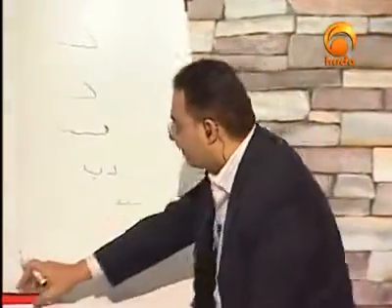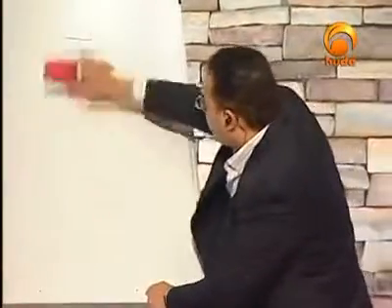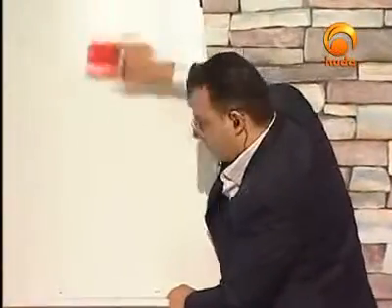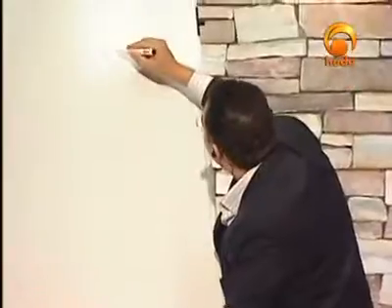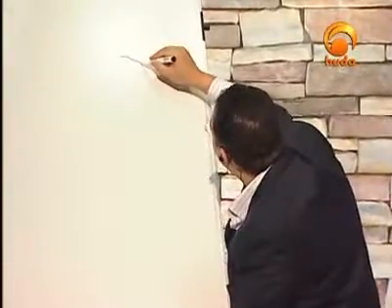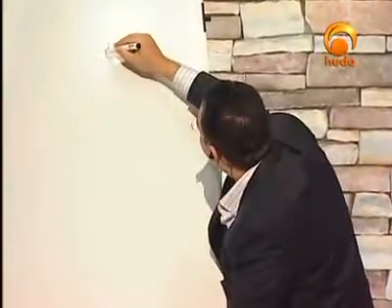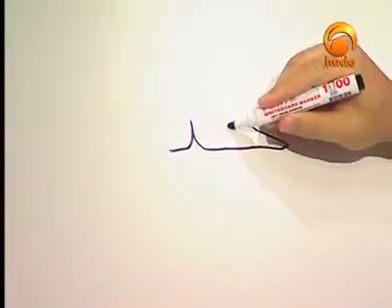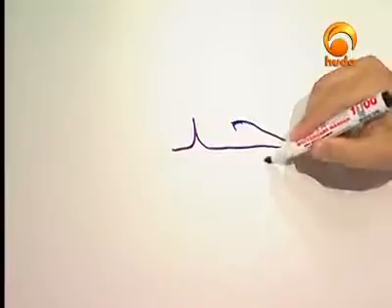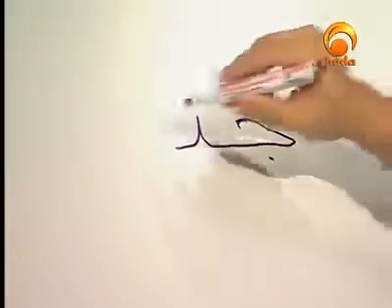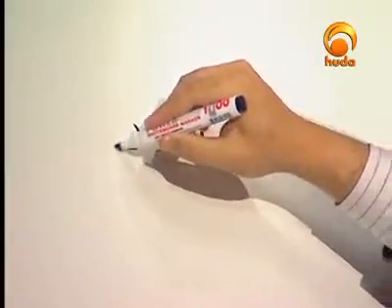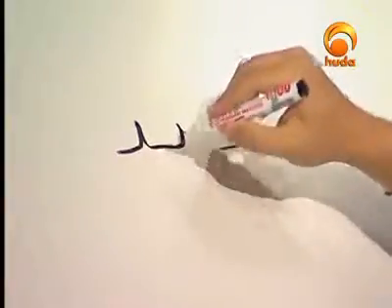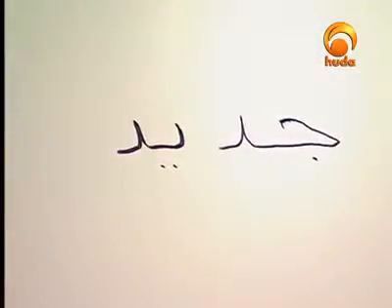So here in gadid, what we have is this. In this way, you can find ga and then da. Can you see that? Of course, we have to make a small hook here. And then da, and then we have ya, and we have another da here. We put two dots here.